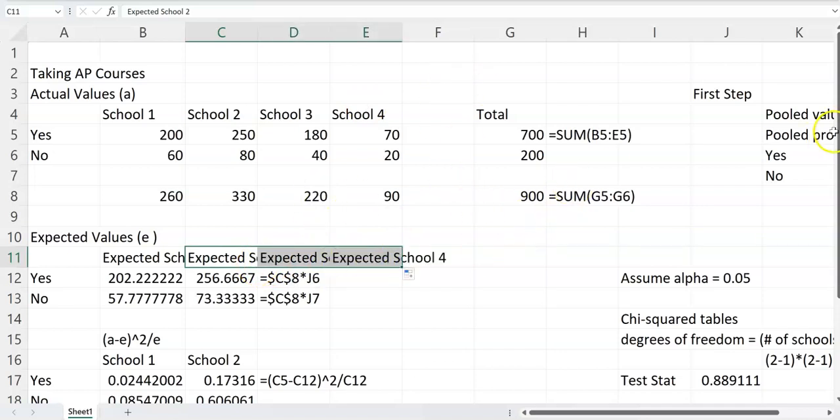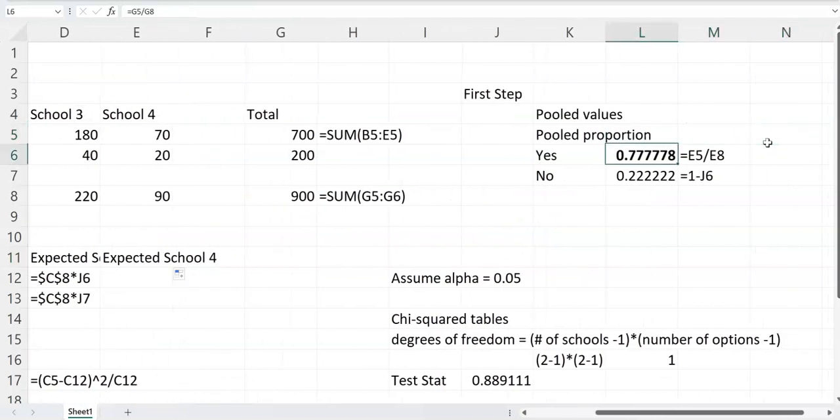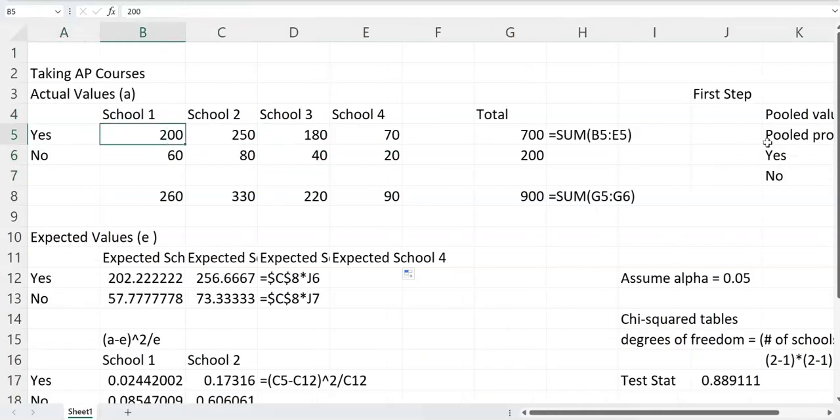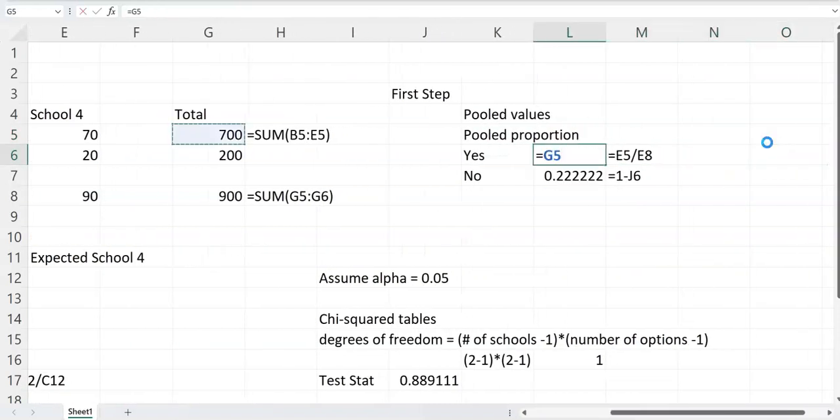But before that, we need to first find the pooled value. So the pooled value for us is going to be just whatever total we have. Now, in our case, for the 4 schools we have, the total is 700 who took the AP courses in total, and 200 who did not take the AP courses in total. Proportion yes would be 700 divided by 900, which comes up to be 0.77. And the proportion that's no is just 1 minus 0.77, so that stays the same. The formula, I'll just update the formula, so that we have here.